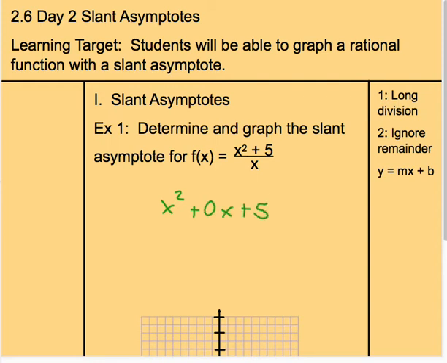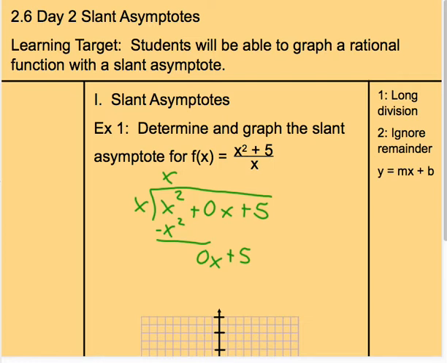Notice how we're missing the x term, so I put the 0x in there. X, of course, times x gives us x squared. Subtracting, bringing down the 0x. I can go ahead and skip the plus 0, and we've got the remainder of 5. Well, we ignore the remainder.